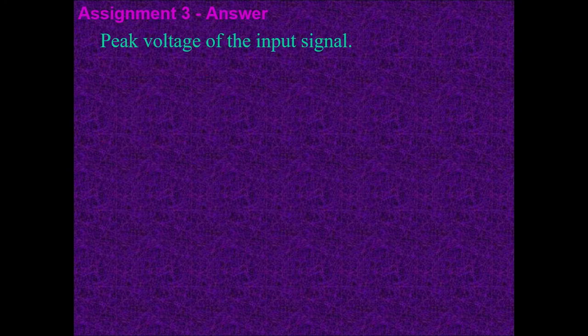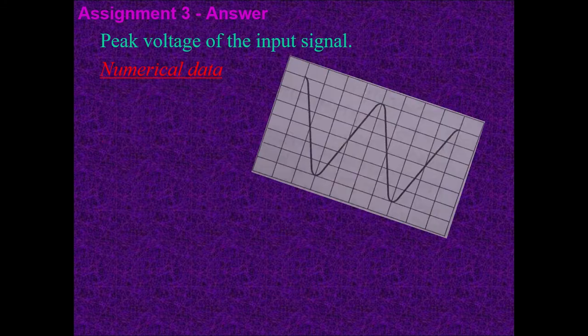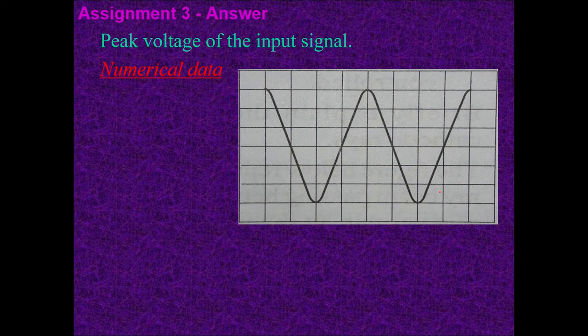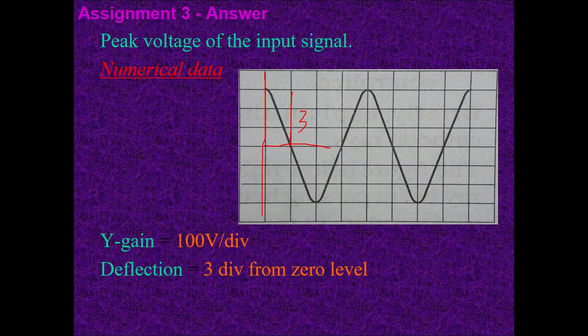What is the peak voltage of the input signal? So number 1, what do we have? In the question, we have been given the Y gain, which is 100 volts per division. And then something you can note from the graph is from the displacement. What is the amplitude of that graph? If you note from what we calculated, this is 3 units. So basically, the deflection is 3 divisions from the 0 level.